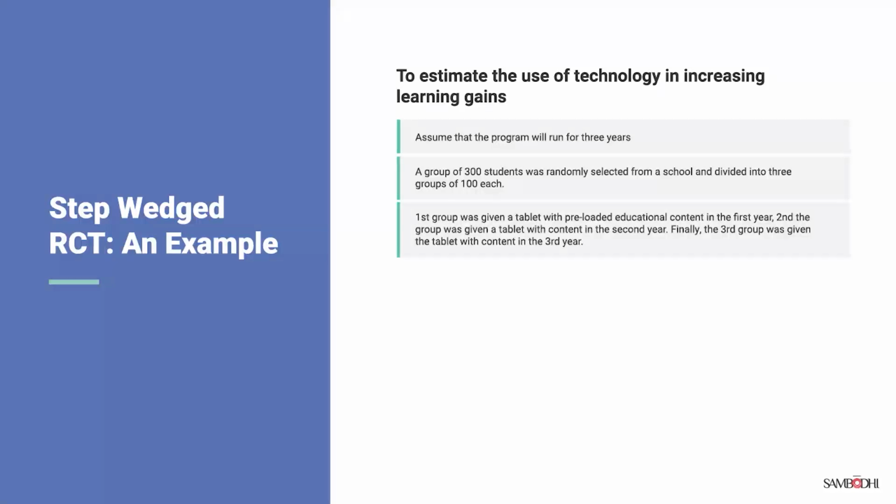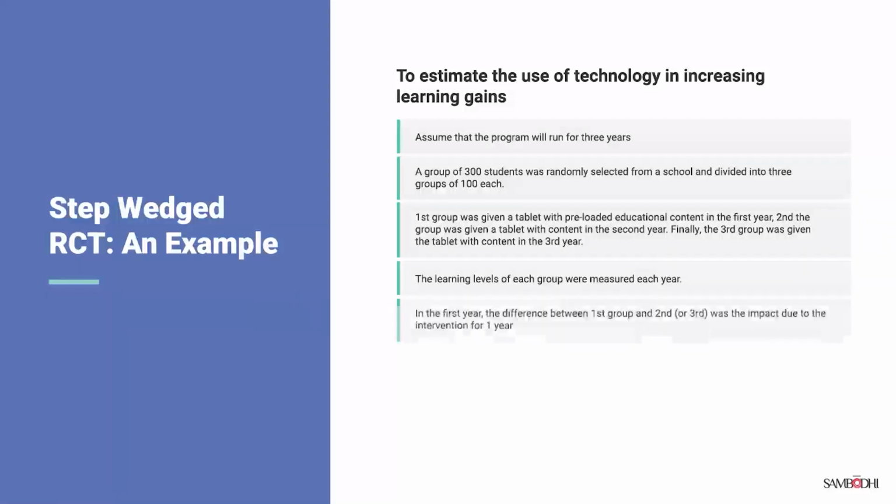Now suppose the first group was given a tablet with preloaded educational content in the first year. The second group was given a tablet with content in the second year. Finally, the third group was given the tablet with the content in the third year. To track the effects of the tablet distribution among the 3 groups, we need to measure the learning levels of each group every year. We will find that in the first year, the difference between the first and second or third group was the impact due to the intervention for 1 year.